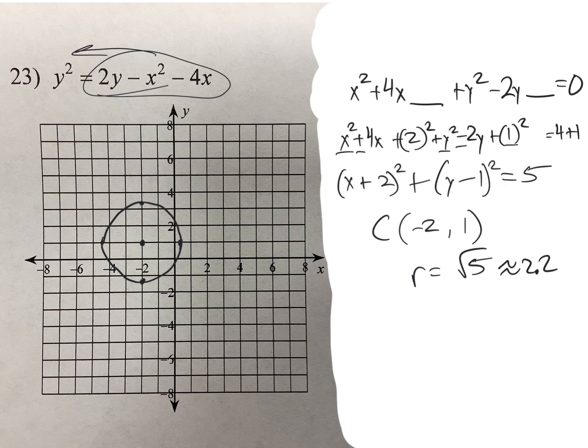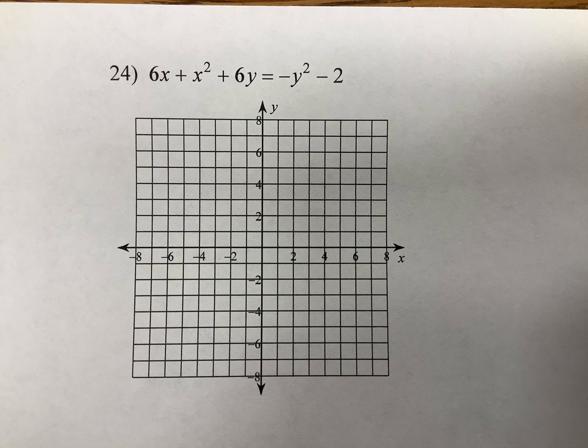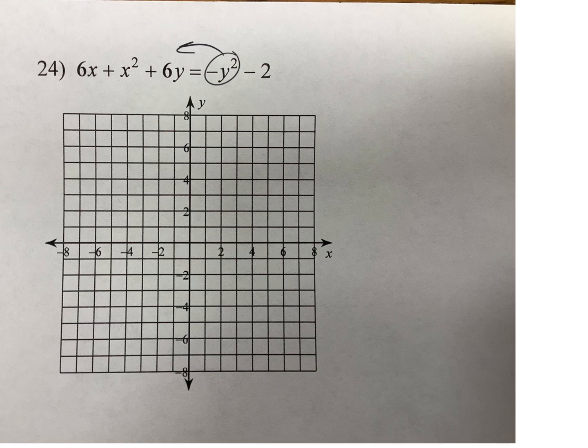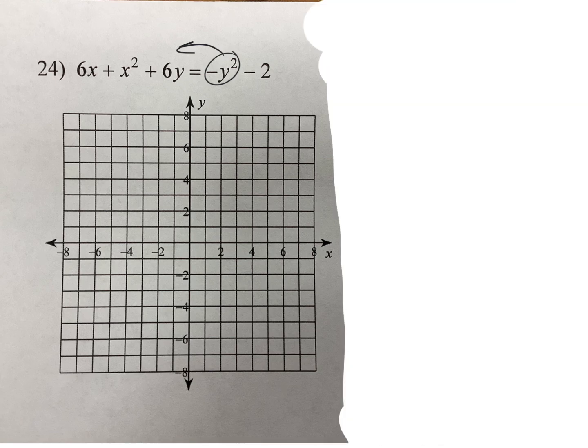All right, number 24. Same thing. Give you a chance. Go ahead and move everything to the correct side, and your numbers to one side. Complete the square. Find the center, radius, and graph. All right, I'm going to go ahead and start. I'm going to move the y squared over. Okay, so we have x squared plus 6x plus y squared plus 6y equals a negative 2.